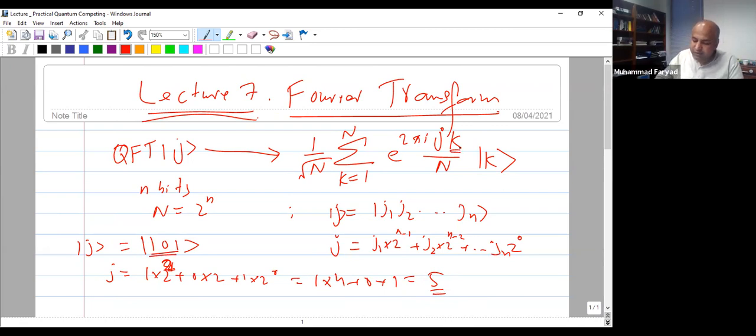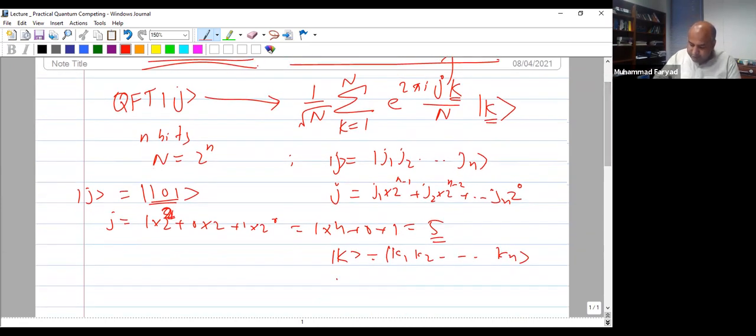Similarly, this k is the decimal value of this state k, where k will also be represented as k1 k2 all the way to kn, and this number k is k1 into 2 power n minus 1, k2 into 2 power n minus 2, all the way to kn into 2 power 0.